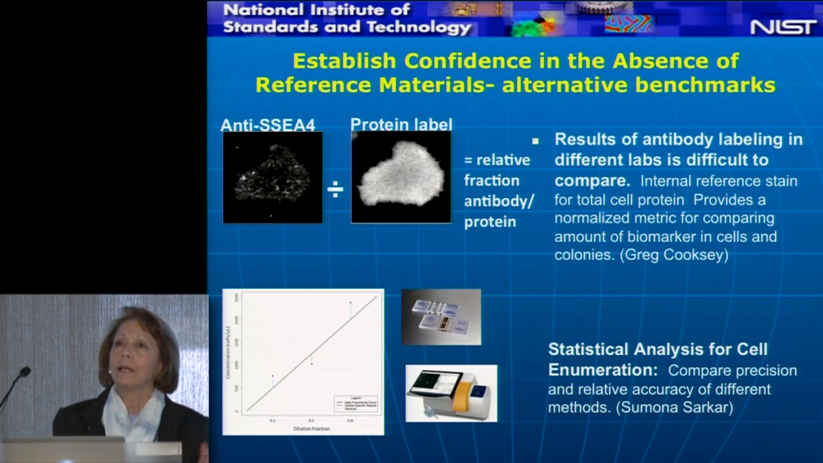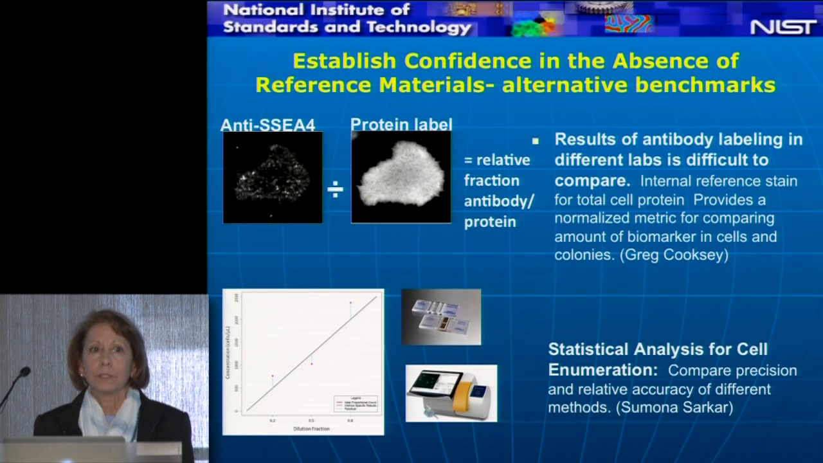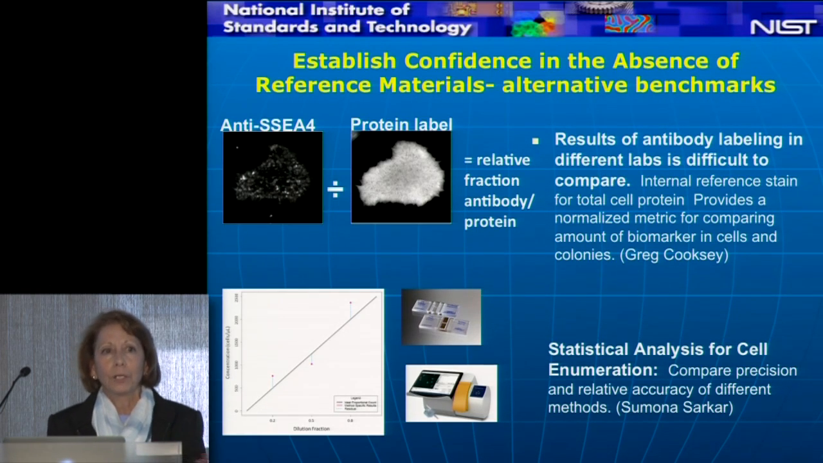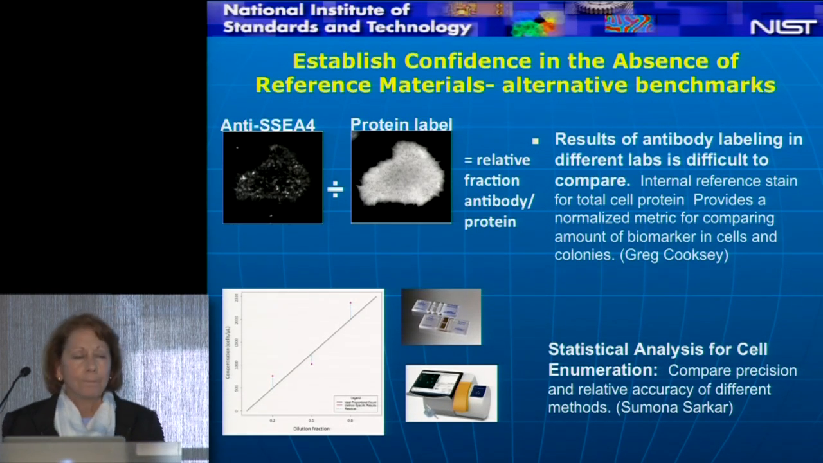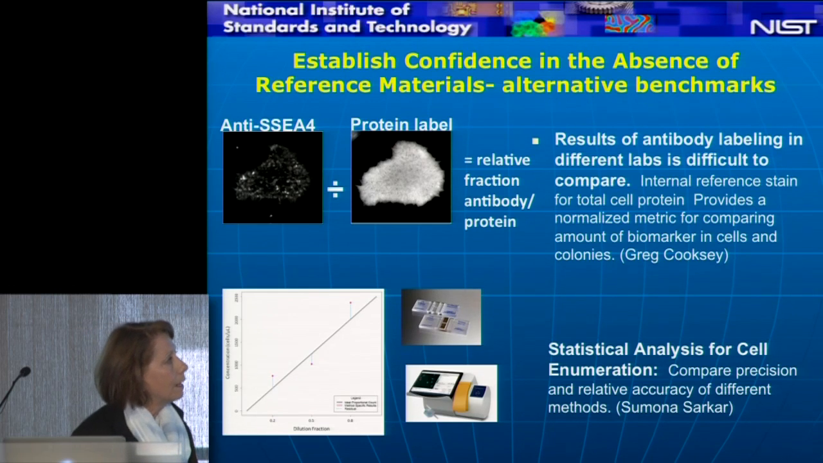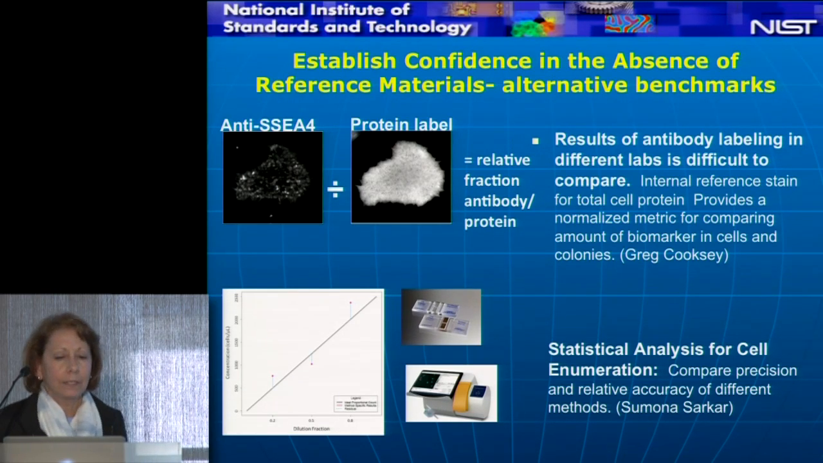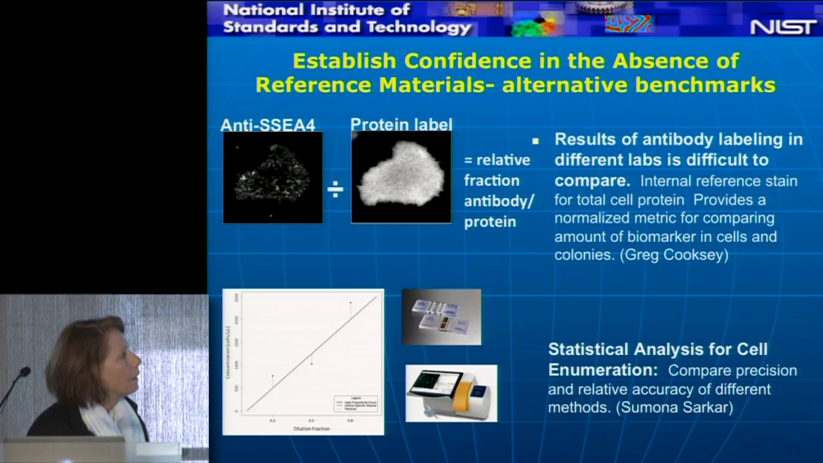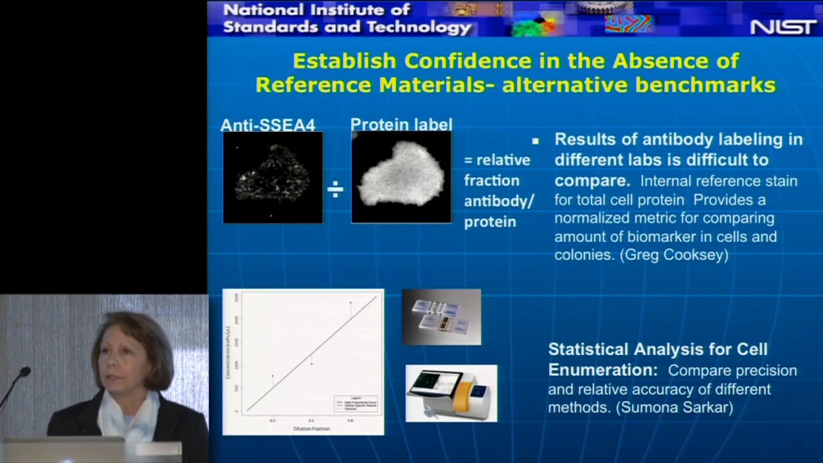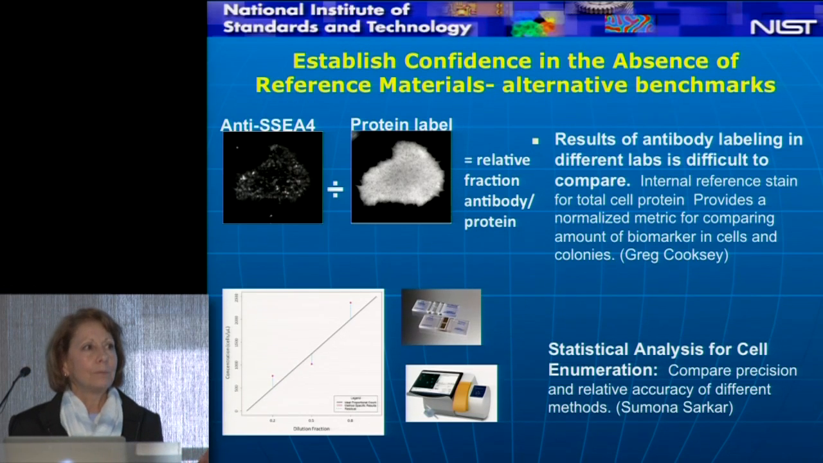And you could compare that number with somebody else's number and say, yes, that must be pretty close to an equivalent response. Another non-reference material problem that we've been working on recently is cell counting, which is such an essential component of this field: how many cells do you have? It's a denominator for almost every subsequent measurement that one wants to do.